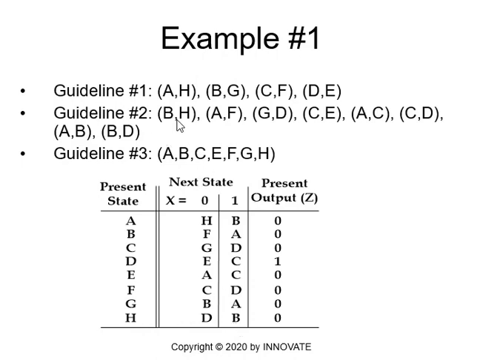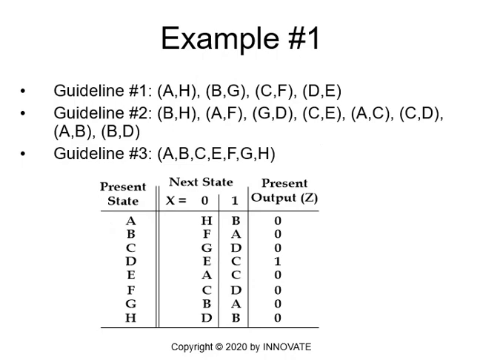So guideline number 2 gave me those 8 sets, which we need to have adjacent to each other. So we need B adjacent to H, A adjacent to F, G adjacent to D, C adjacent to E, and A adjacent to C, C adjacent to D, and so on and so forth.